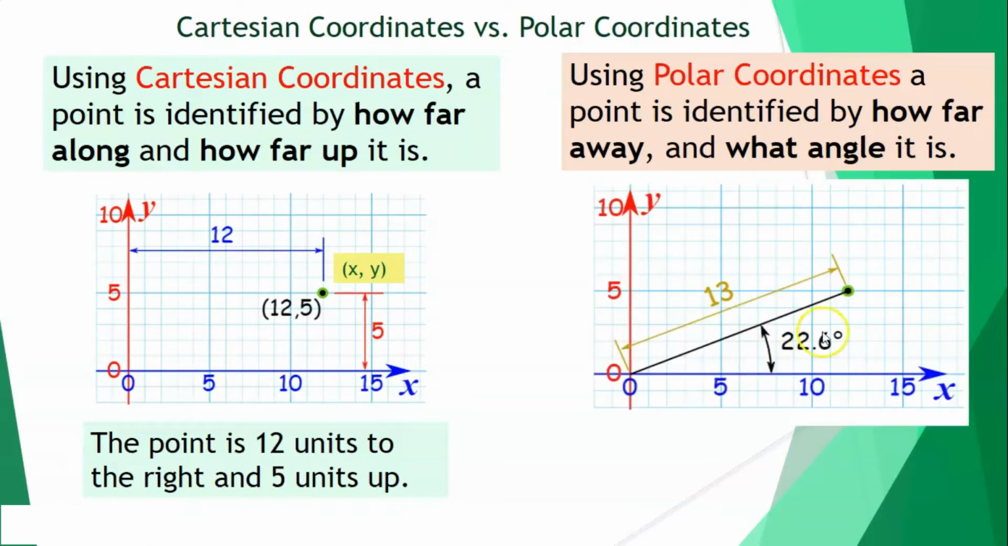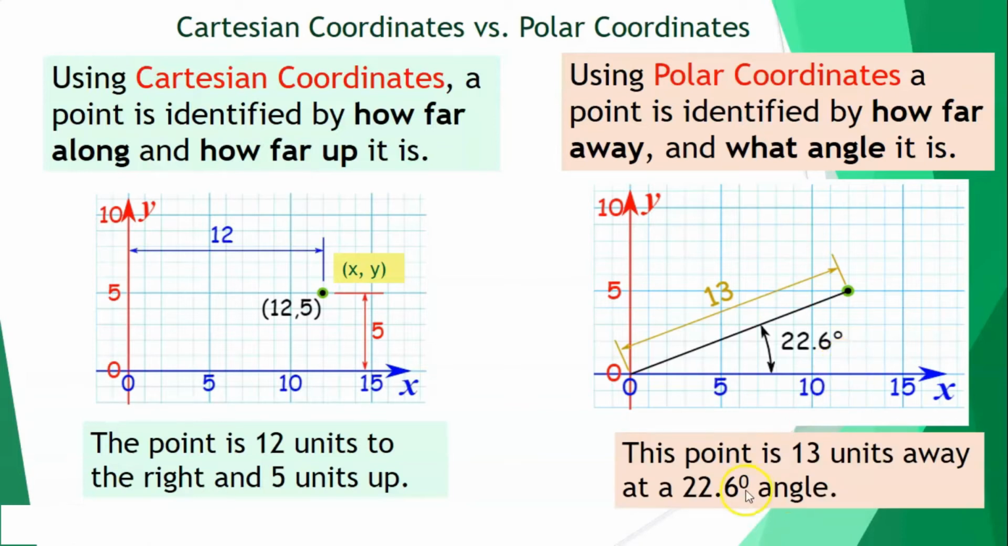So take note, this is exactly the same point as this, but in this case the point is 13 units away at an angle of 22.6 degrees. So in symbols, a polar coordinate is given as (r, theta), where r is the radius and theta is the angle location. Take note of this: this is (x, y) and this is (r, theta).